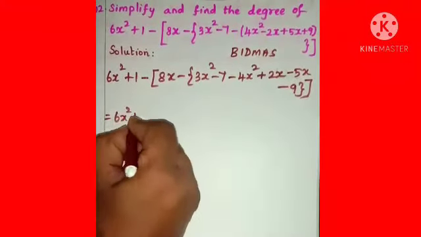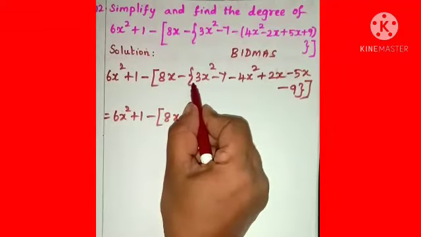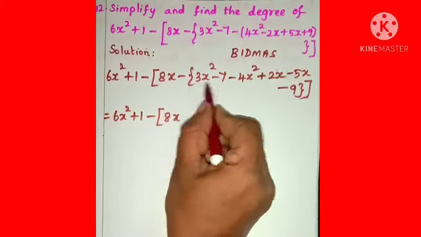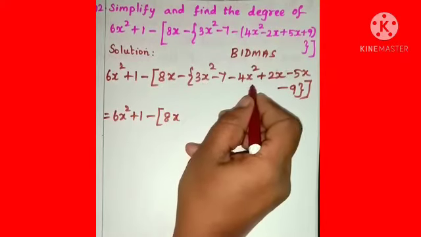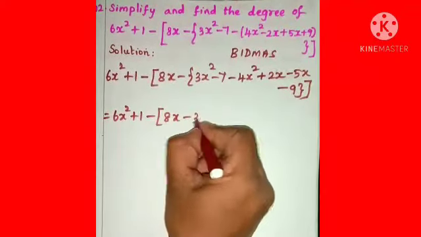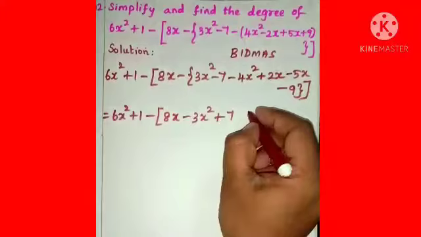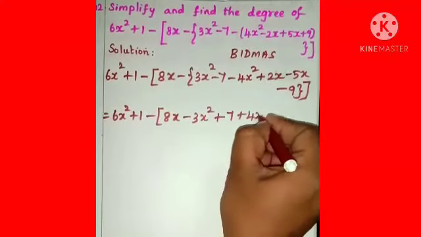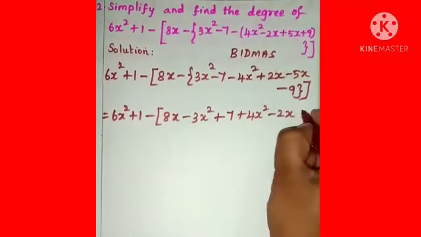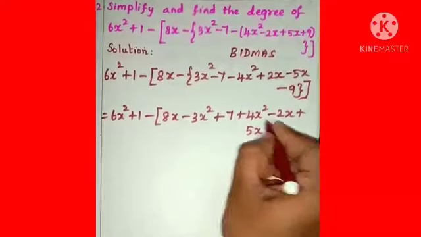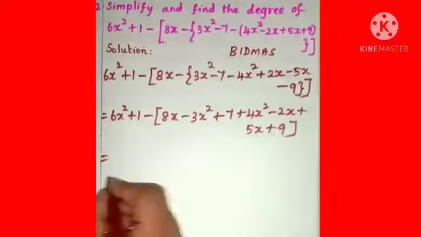Now 6x square plus 1 minus 8x. Here the innermost bracket is the curly bracket. So multiplying minus with the terms within the curly brackets, that is minus 3x square, minus into minus 7 is plus 7, minus into minus 4x square is plus 4x square, and minus into plus 2x is minus 2x, minus into minus 5x is plus 5x, minus into minus 9 is plus 9, and close the bracket.